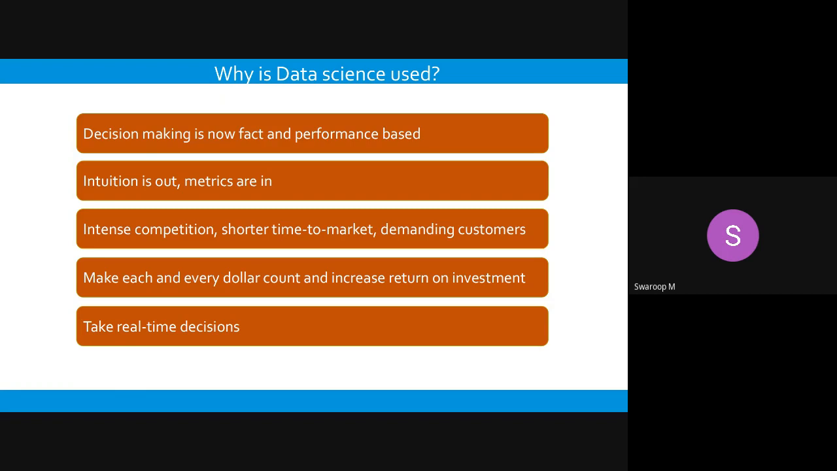By understanding from the past data, you are getting some confidence level, that means 90%, 80%, or 99% confidence. Because you are applying the metrics to get the forecasting information about the gold prices, you can then take the decision whatever you require. Okay. And intense competition, shorter time to market, demanding customers.